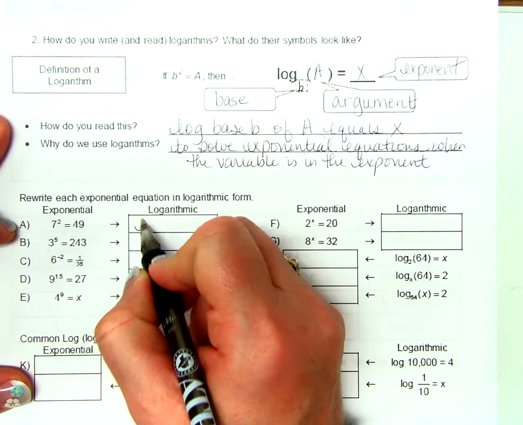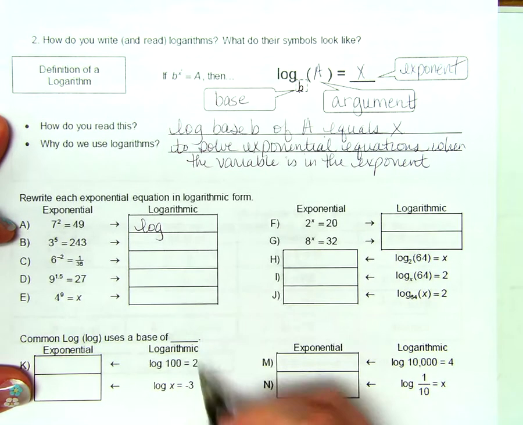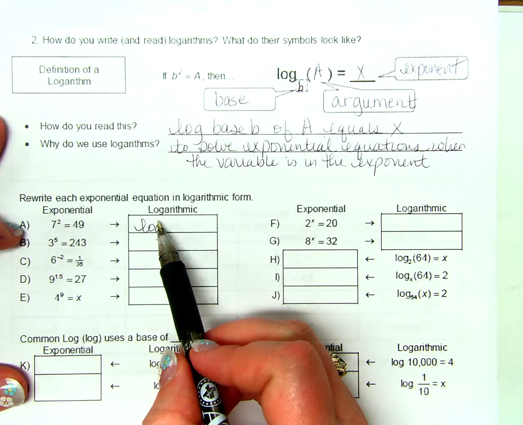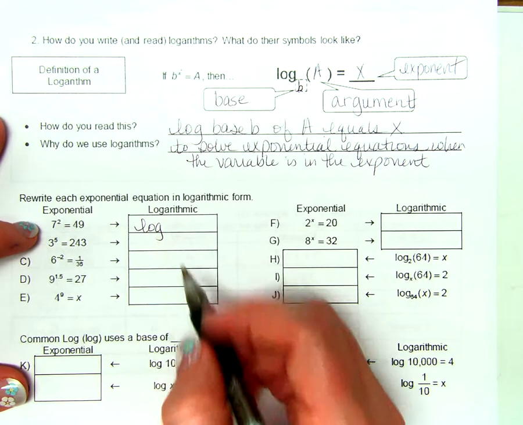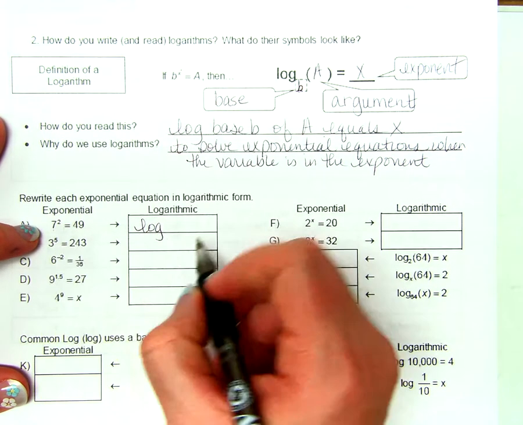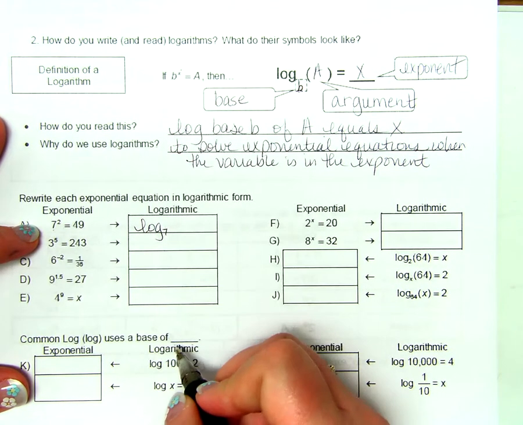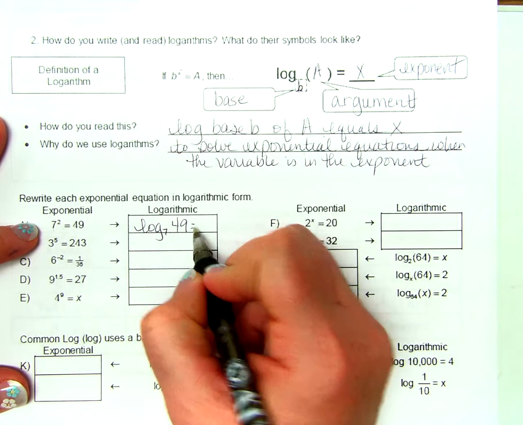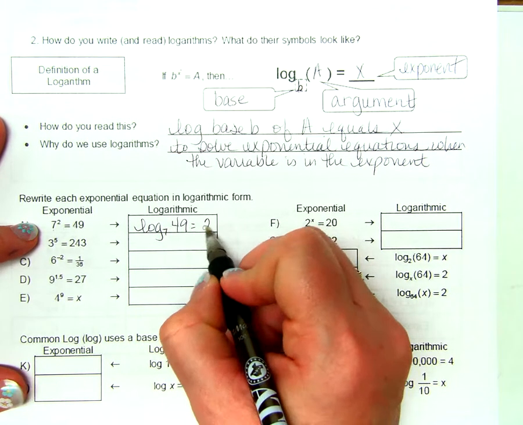Okay? So I start with log. If it's going to be in logarithmic form, it's got to say log, right? Log base what? 7, because 7 is the base over here. Good. Of what? 49 equals 2. Done.